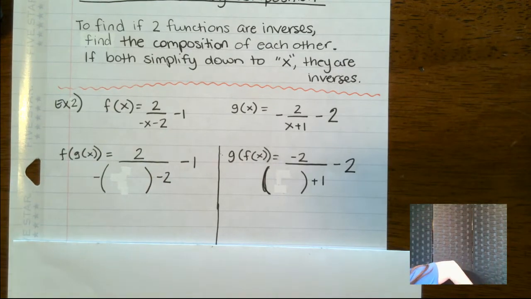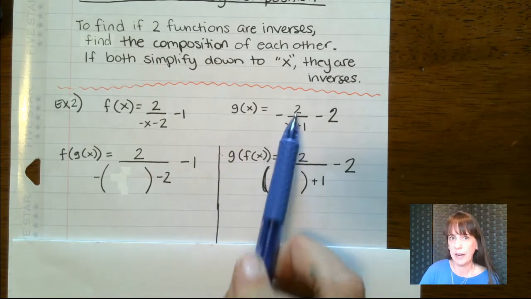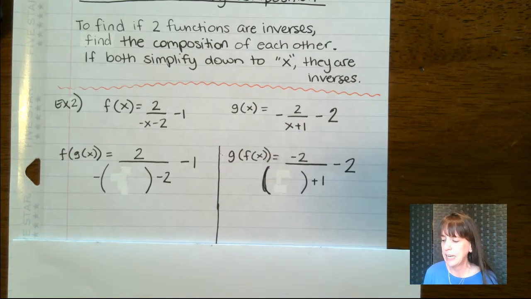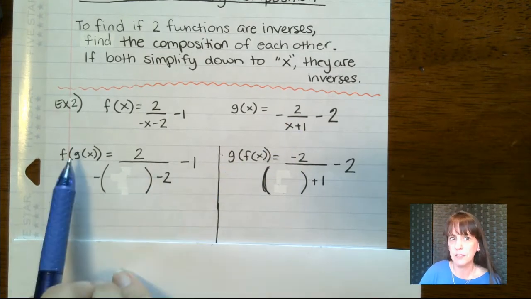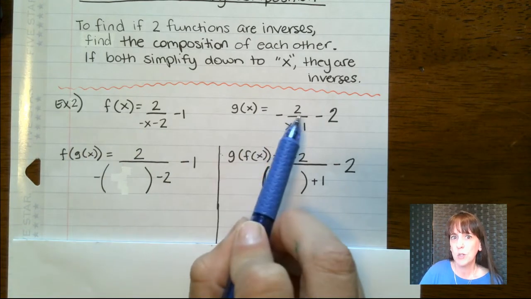Then on our next one, we are going to do g of f of x. We're going to start with g, which we have here, and wherever there's an x, we're going to put parentheses. For both of these, we're going to substitute in. For this one, wherever those parentheses are, we're going to substitute in g of x, which we have here.